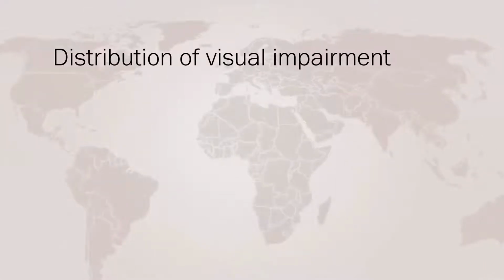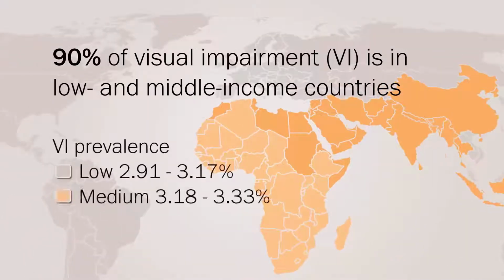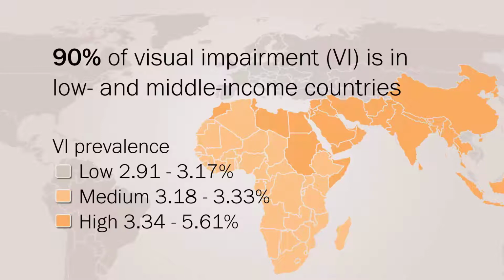Distribution of visual impairment. When we compare the distribution of visual impairment across the world, we find that it is unevenly distributed, with 90% of it in low and middle income countries. Estimated prevalences are shown as low, medium and high to provide a broad comparison across the various regions. Prevalence data is important. It allows health workers to identify the number of blind and visually impaired people in their country or region.